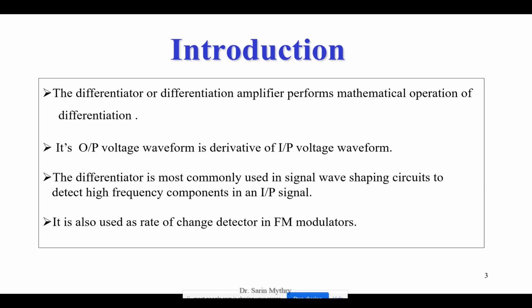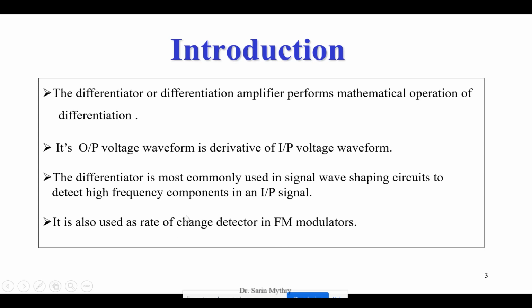This differentiator is most commonly used in signal wave shaping, just like your integrators. It is used in signal wave shaping to detect the high frequency components at the input signal which you supply at the Vin. And it is also used as a rate of change detector in FM modulators. It is used for the FM radio signals, for frequency modulation.